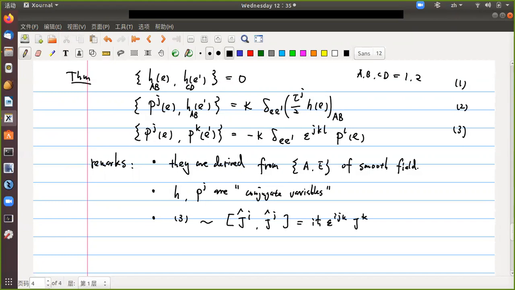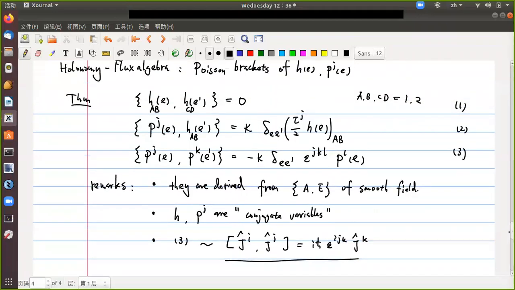We also know that if you quantize a Poisson bracket, you just replace the Poisson bracket by commutators in quantum mechanics. So here you can see that the PP Poisson bracket, suppose E equals E prime, right? Suppose these two edges coincide and it is non-zero, then the PP Poisson bracket is just epsilon times P. It's very much the same as the commutation relation of angular momentum. So you can expect that the quantization of this gauge covariant flux P is just angular momentum operators. From this Poisson bracket, you are going to make this expectation.